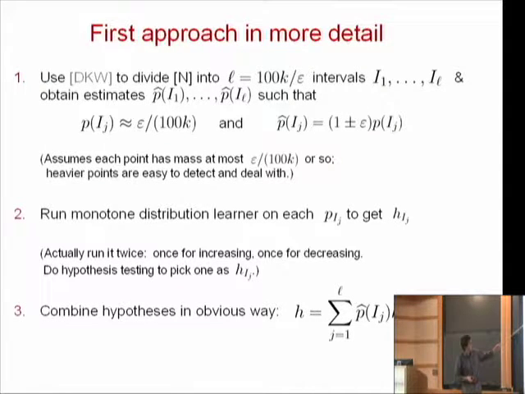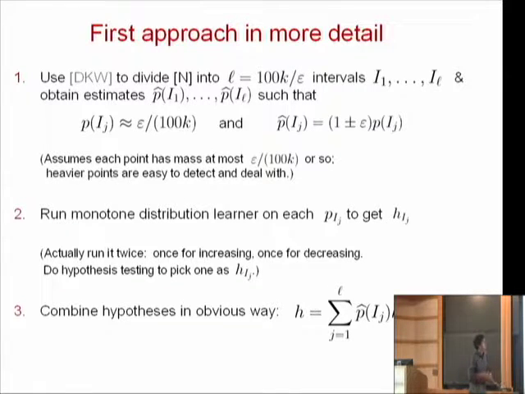Let's see it in a little bit more detail. I guess this is the algorithm. As the first step, we're going to use this DKW inequality. Remember, DKW tells us we can chop up our whole domain into little chunks of mass epsilon or so each. So let's chop it up into little chunks of mass about epsilon over 100k each. So each one of these intervals has pretty small mass under p. And we're also going to estimate the mass of each interval to reasonably good accuracy, 1 plus or minus epsilon, because eventually we're going to have to combine hypotheses over these distributions, and we have to know how much weight to give to each one.